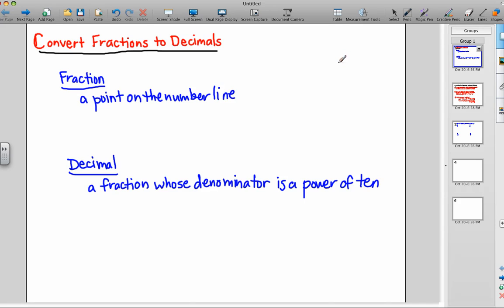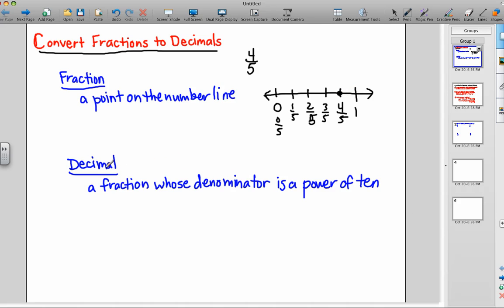I just want to review two brief definitions of what fractions and decimals are. A fraction is a point on the number line, so this would be a fraction. Let's say 4/5 would mean to take the segment from 0 to 1 and divide it into 5 equal pieces. 1, 2, 3, 4, 5. And then take the fourth copy of that. So this is 0/5, 1/5, 2/5, 3/5, and 4/5. So this is where 4/5 would be on the number line, a point on the number line.